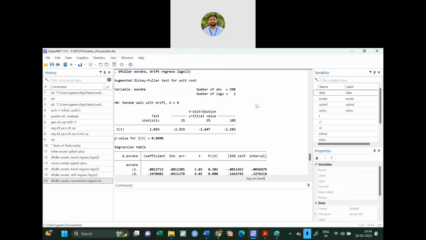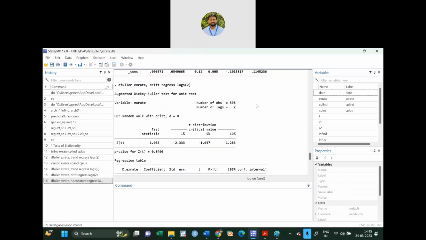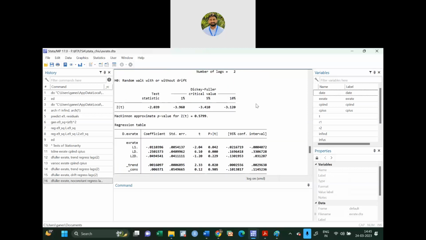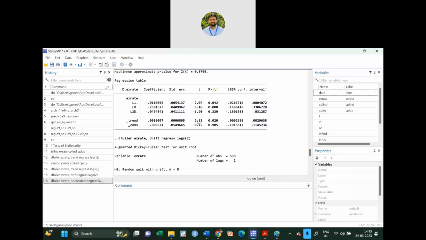Now, these are one-tailed tests. So you check this test statistic, minus 2.039, which is to the right of the 1% critical level, or 5% critical level, or in fact the 10% critical level as well. Right? So this is non-stationary, random walk. We do not reject the null in the first case.